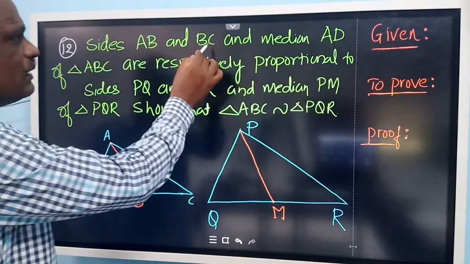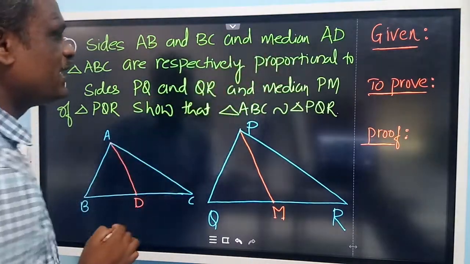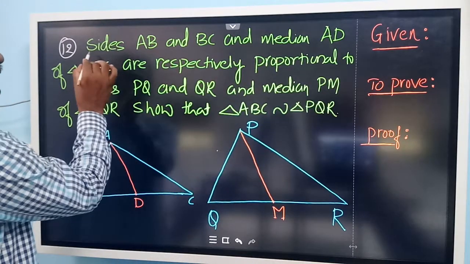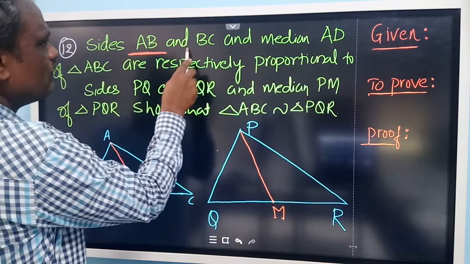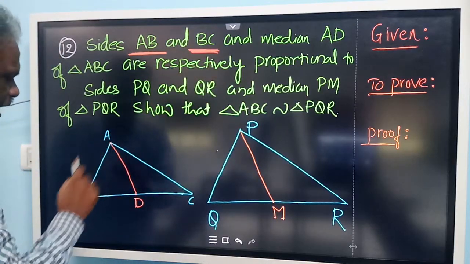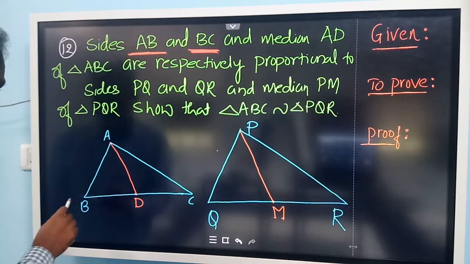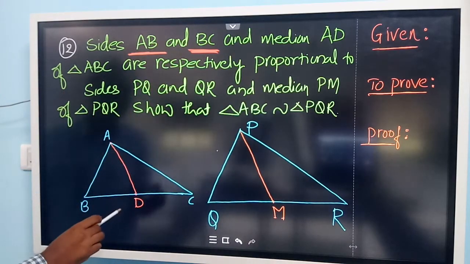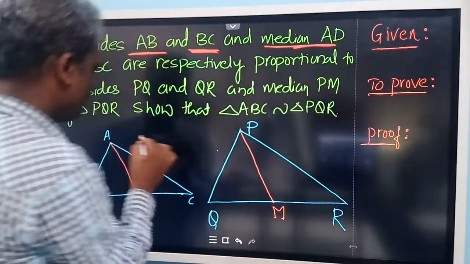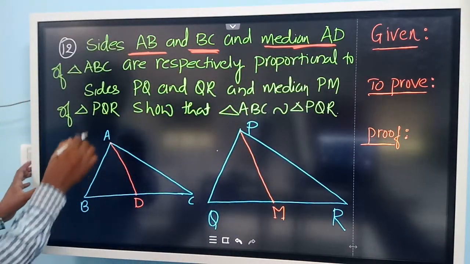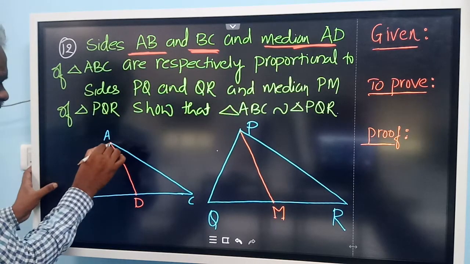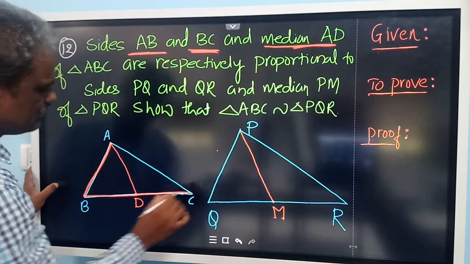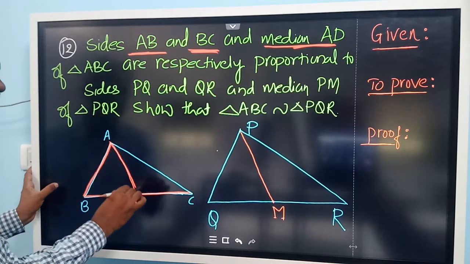Sides AB and BC and median AD. Here in this triangle ABC and PQR, we have two triangles, sides AB, BC. This side AB and then BC, and the median AD. It is given median AD of triangle ABC. You have to take two sides, I'll highlight this one, AB, then BC, these two sides and median AD.